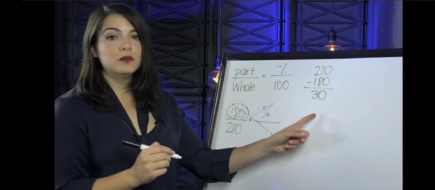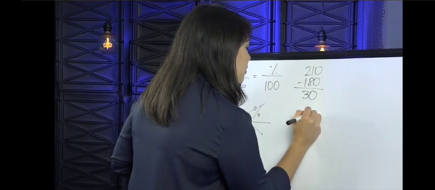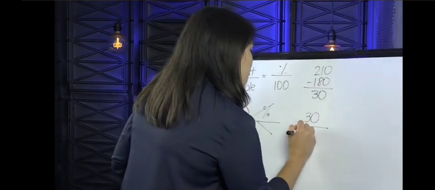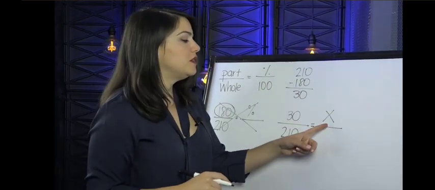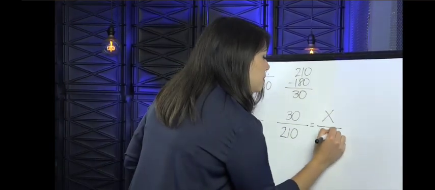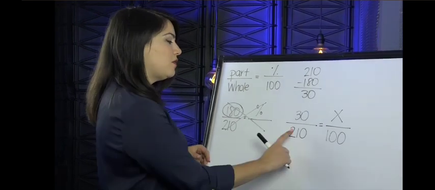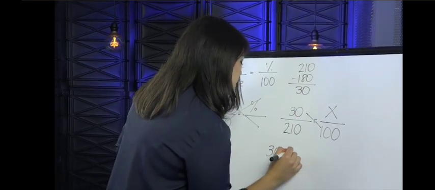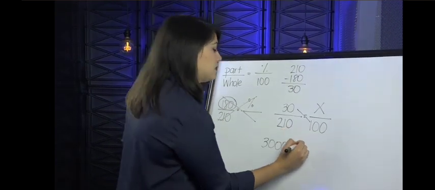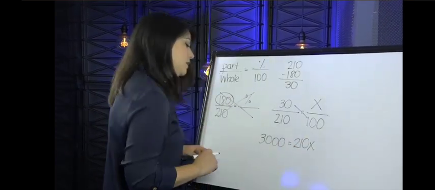Now we're going to rewrite our equation with this new number. So we're going to put $30 because that's the amount of the discount over 210, which is our original price. We're going to put X for our percent because we're looking for the percent of the discount and this is our unknown. And we're going to put 100 here because 100 always goes there when we do this equation. So now that we have two fractions equal to each other, we can go ahead and cross multiply. So 30 times 100 is 3,000. And 210 times X is 210X.